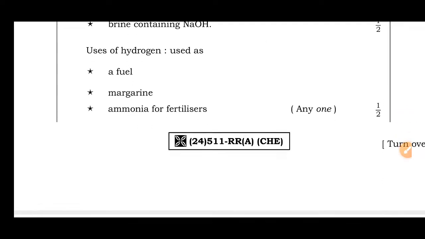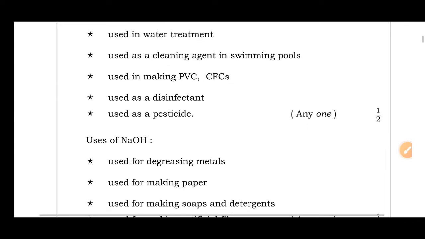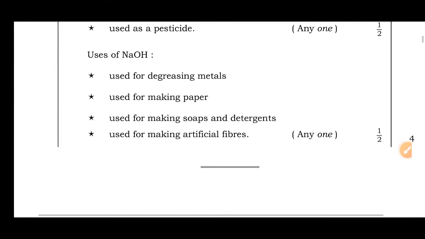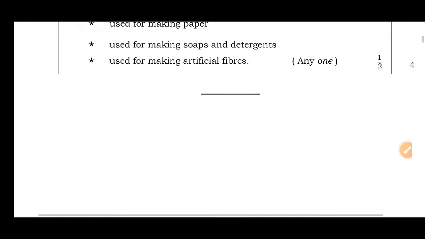Uses of hydrogen: used as fuel, in margarine, and in ammonia for fertilizers. Uses of chlorine: used in water treatment, as a cleaning agent in swimming pools, in making PVC and CFC (PVC is polyvinyl chloride, CFC is chlorofluorocarbon), as a disinfectant and as a pesticide. Uses of sodium hydroxide, anyone you have to write here: used for degreasing metals, for making paper, for making soaps and detergents, and for making artificial fibers.